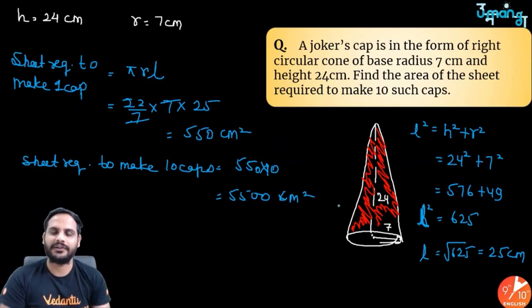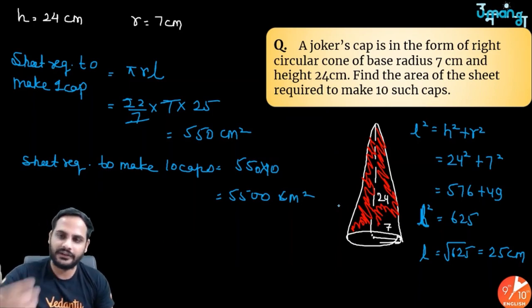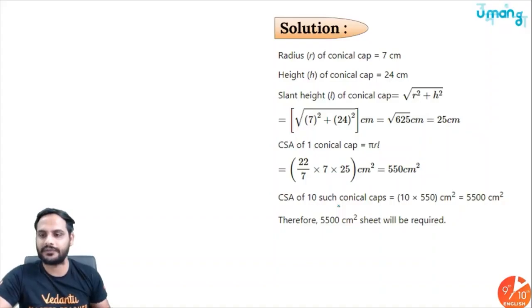Right? So the area of sheet required to make one cap is equal to the CSA. That multiplied by 10 will give you the number of sheets required to make 10 caps. Right? So this will be your answer.